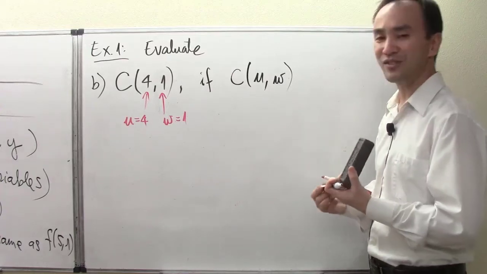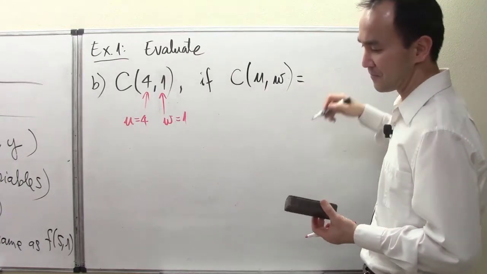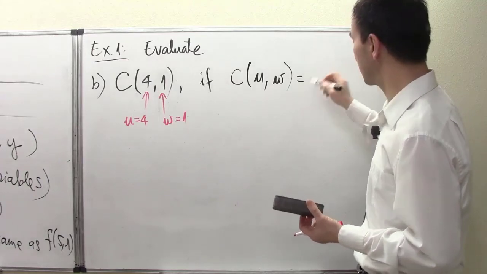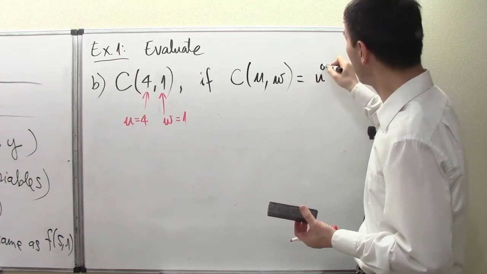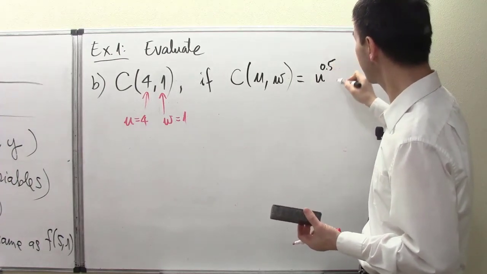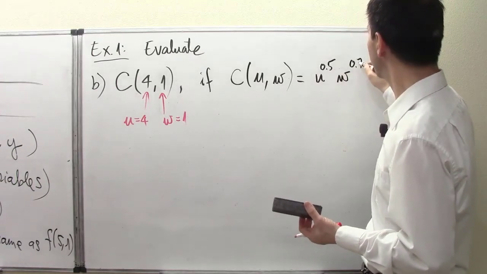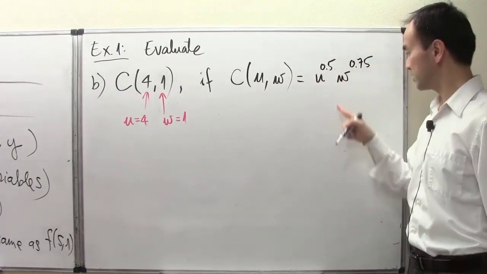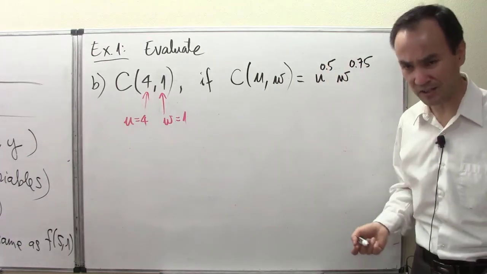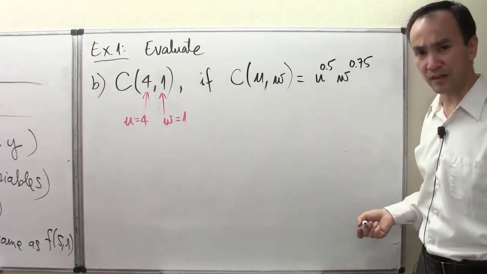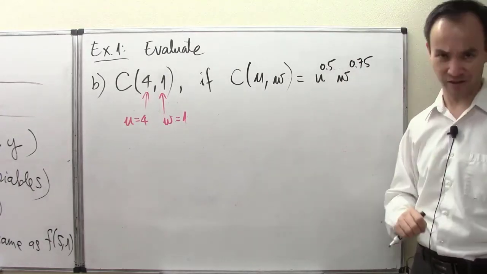All right, and so now we really are ready. So the rule for this function c right here is, how about c equals u raised to the power of 0.5, times w raised to the power of 0.75. So it's a multiplication here, and there are powers right here, quite ugly looking powers, but it's completely doable with our majority in math up to this point.